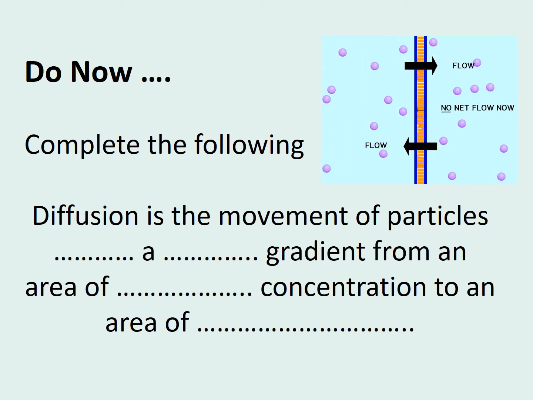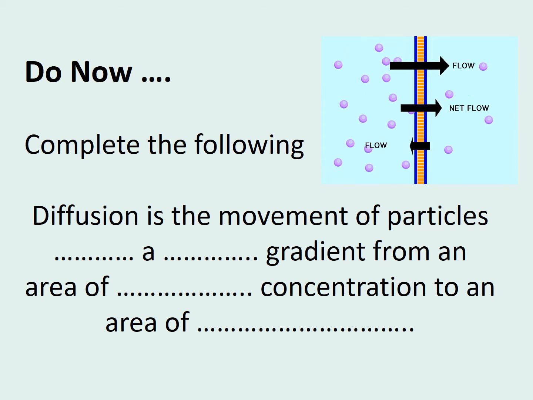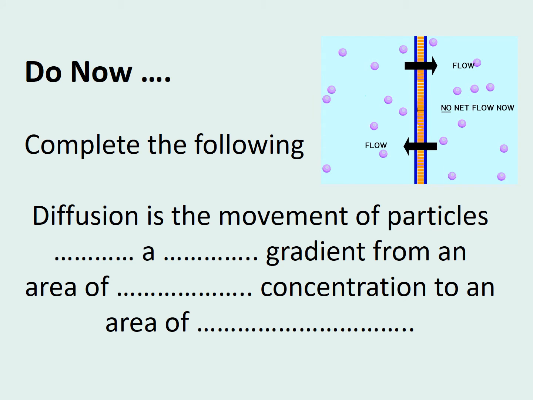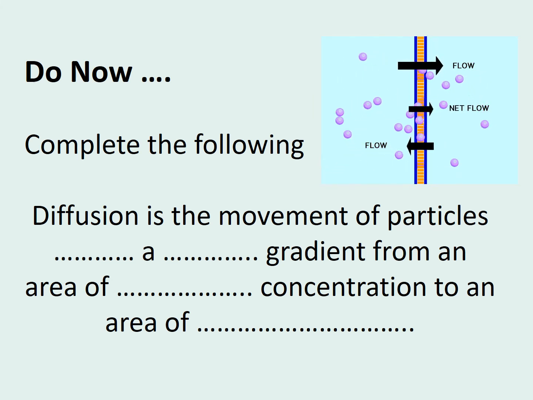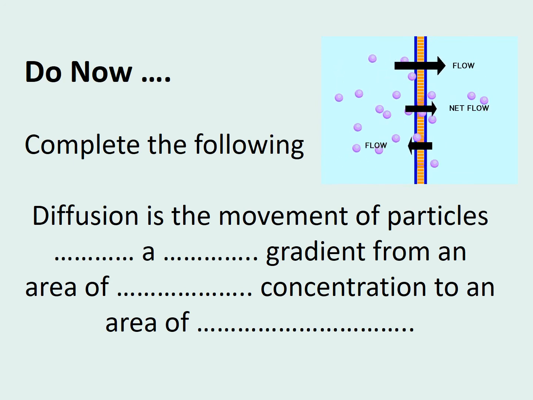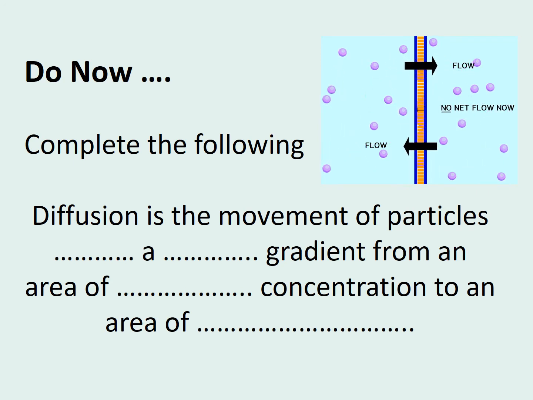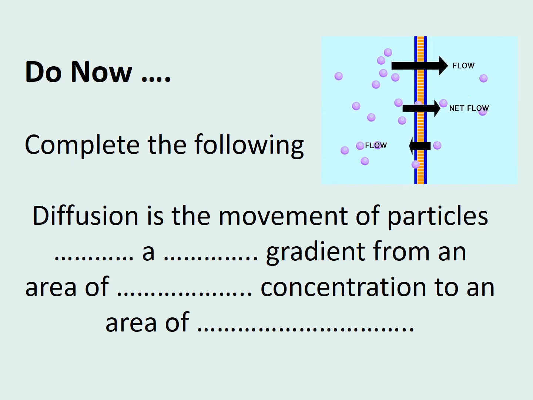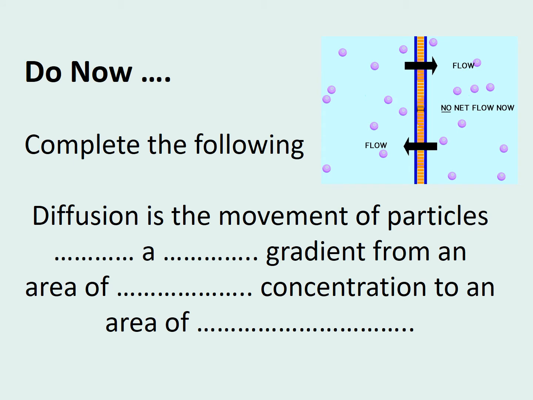Okay, so hopefully we have figured out that diffusion is the movement of particles down a concentration gradient from an area of high concentration to an area of low concentration. Now, the reason why I've put this in here is because I keep referring to concentration gradients, and I did try and explain what a concentration gradient is, but it's been included in this lesson just to make sure that we are happy with the idea of it.